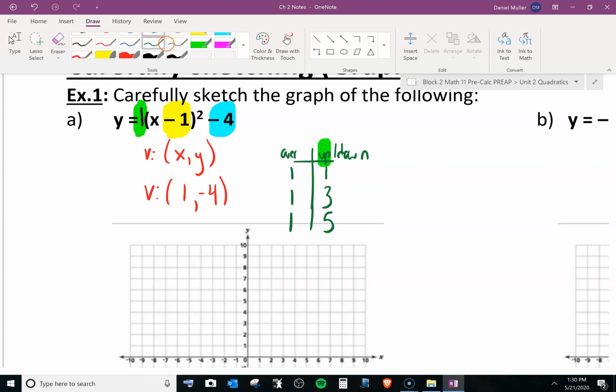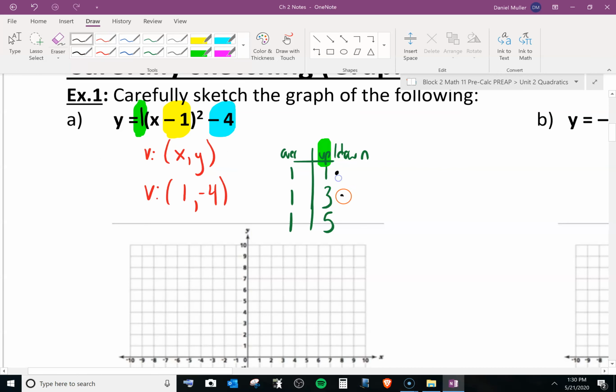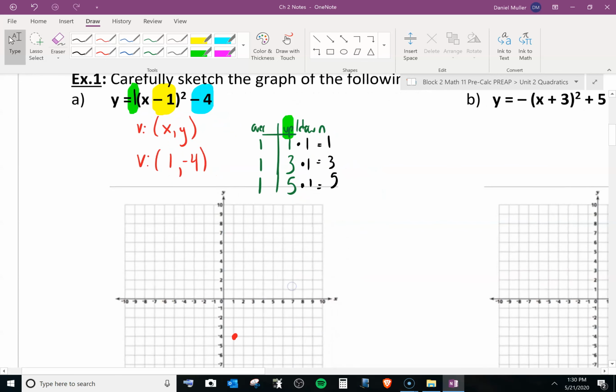What you need to do now is this up-down chart. You have to times these numbers by whatever number is out in front. There is a 1 out in front. And so I need to times it by 1, which is useless because anything times by 1 is itself. So it's 1, 1, 1, and then 1, 3, 5.